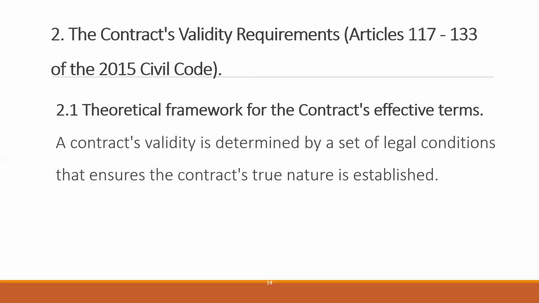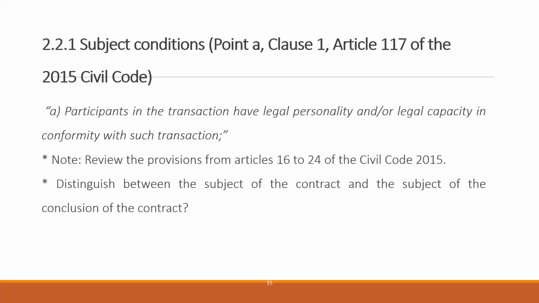The contract validity requirement. Theoretical framework for the contract effective time. A contract's validity is determined by a set of legal conditions that ensure the contract's true nature is established. Subject condition. Participants in the transaction have legal personality and legal capacity in conformity with such transaction. Distinguish between a subject of contract and a subject of conclusion of contract.